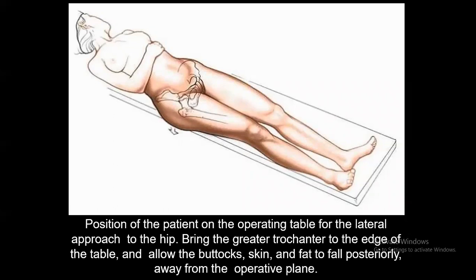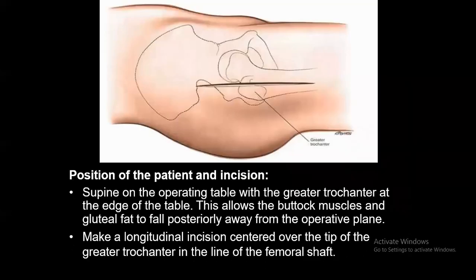Bring the greater trochanter to the edge of the table and allow the buttocks, skin and fat to fall posteriorly away from the operating field. Position of the patient and incision: supine on the operating table with the greater trochanter at the edge of the table. This allows the buttock muscle and the gluteal fat to fall posteriorly away from the operating surgeon.